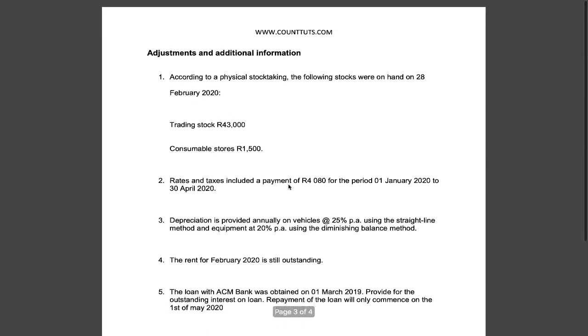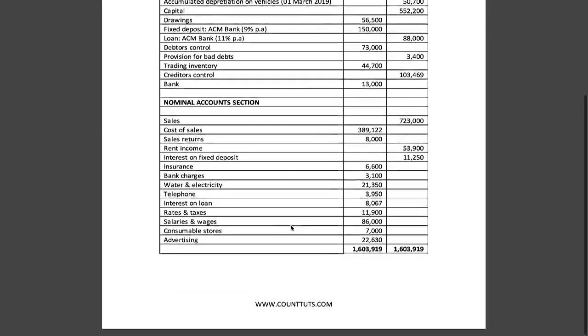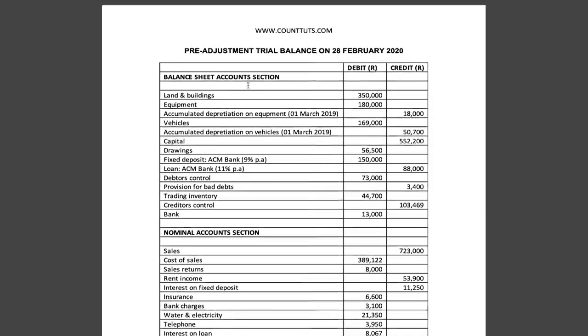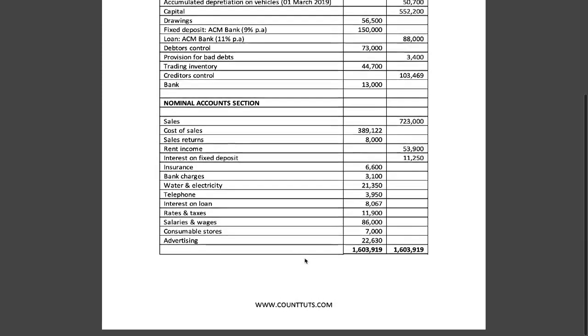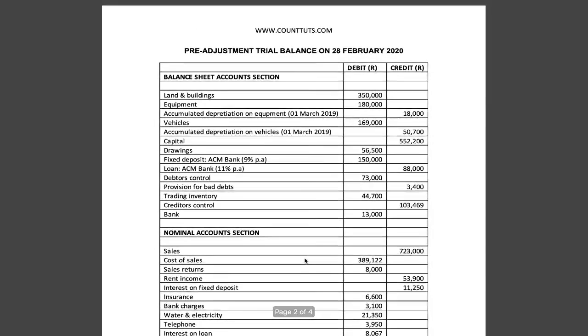Okay, so as I look at the pre-adjustment trial balance over here, I'll be looking at them in conjunction with the additional information that we are given. So here's what I mean. For instance, if I'm going to look at land and building, I'm going to put it in. As I put land and building in from the pre-adjustment trial balance, it's 350,000 rand. But I also look at additional information. Is anything in the additional information given on land and buildings?